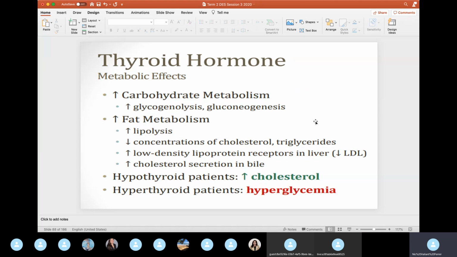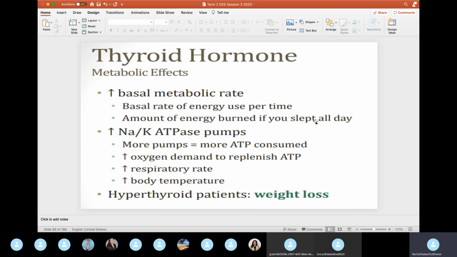Excellent. What are the effects then of your thyroid hormone? Increased carbohydrate metabolism. So think about catabolism, right? Think about increased carbohydrate metabolism. You have increased fat metabolism, increased lipolysis, right? You have increased cholesterol secretion in the bile, increased LDL lipoprotein receptors in the liver. For hypothyroid patients, you have increased cholesterol. For hyperthyroid patients, you can have hyperglycemia.